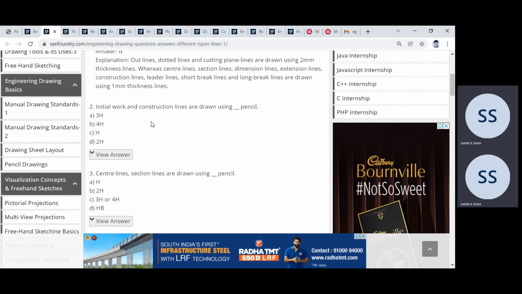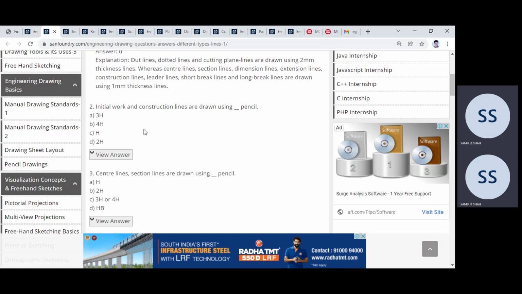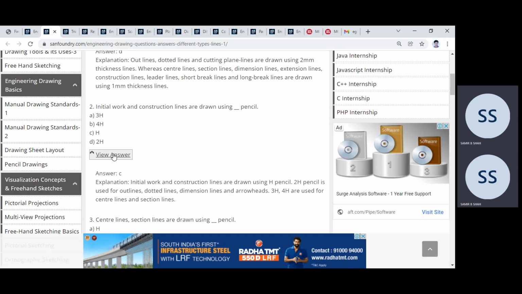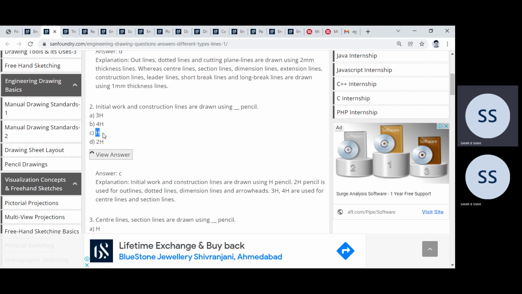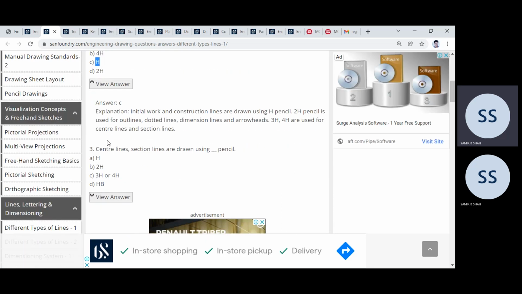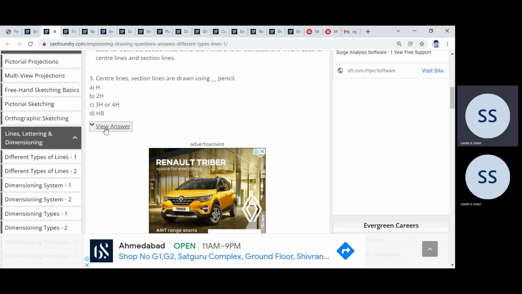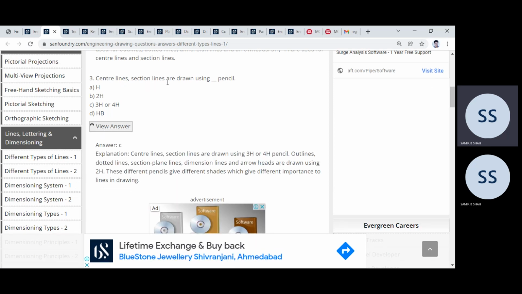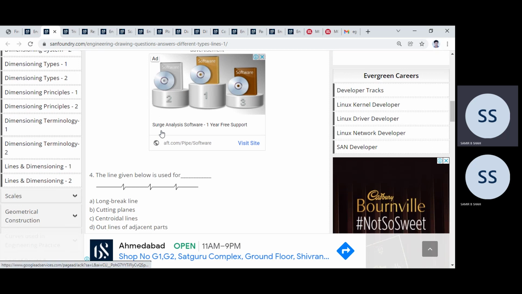Next: initial work and construction lines are drawn using which kind of pencil? It's a very easy question. We prefer to use the H pencil for initial work and construction lines. Third question: center lines and section lines are drawn using which pencil? So a 3H or 4H pencil, which we discussed in the introduction.